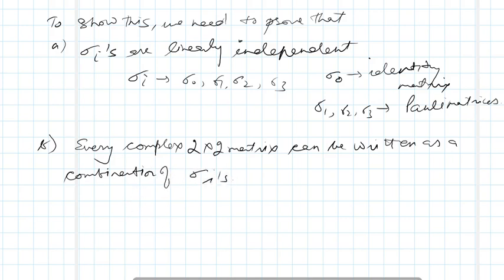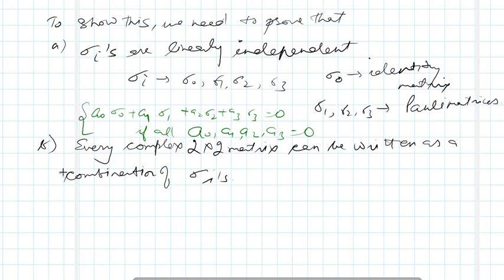Mathematically, in the first part, I want to show that A naught sigma naught + A1 sigma 1 + A2 sigma 2 + A3 sigma 3 is equal to 0 only if all A naught, A1, A2 and A3 are 0. This is the condition of linear independence.